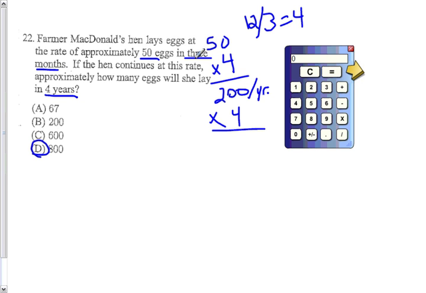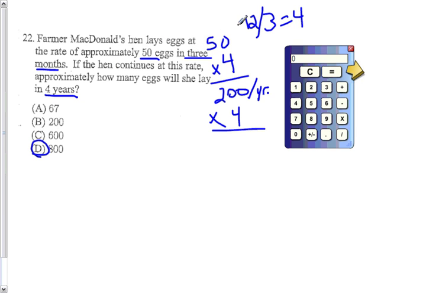So the key here, recognizing, as we've said in an earlier video, they wrote out the word 3 months instead of using the number 3, which they did for the years. They used the number 4. So if you don't take your time and read that as 50 eggs in 3 months, we have to get to 3, and then we take our year.